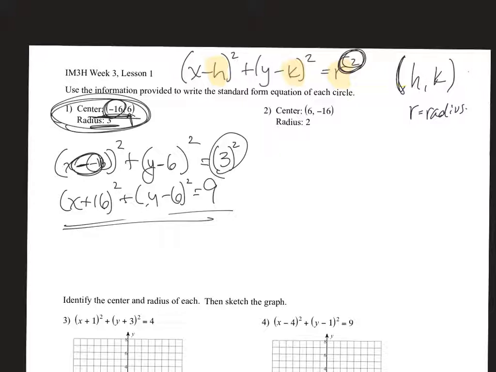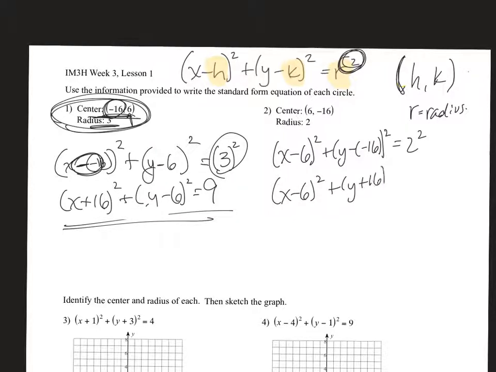Okay, let's try this one over here. Oh, I kind of wish this problem was slightly different, but I didn't make it, so here we go. So it's going to be x minus the x part of the center, y minus the y part of the center of the circle equals the radius squared. So cleaning this up, this one will be x minus 6 squared plus y plus 16 squared equals 4.